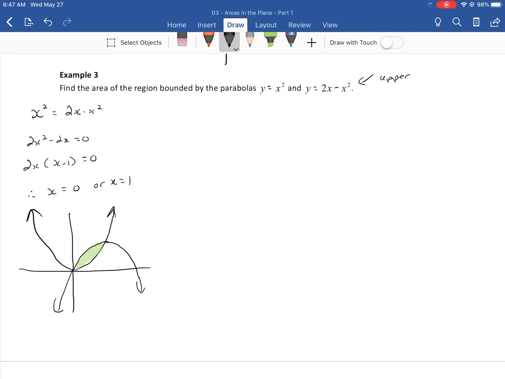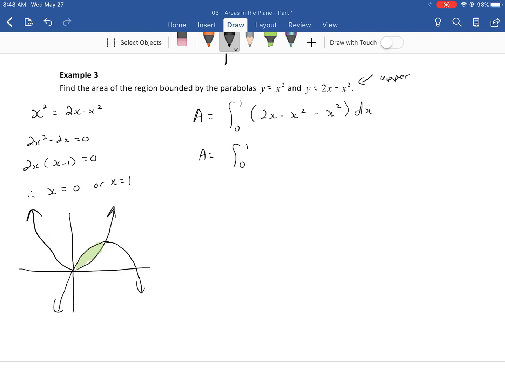It is nice to know which one's the upper here, and I know because one opens upwards and one opens downwards. You could also test a point. You could plug in 0.5 into the two functions and find out which one's higher at 0.5, and then you'd know which one's the upper and lower. There's methods to handle which one's the upper or lower. In the end, what I want is this area has got to be the integral from 0 to 1. I've now found the endpoints of that enclosed area, and the upper is 2x minus x squared, and the lower is x squared, so I got to subtract that.